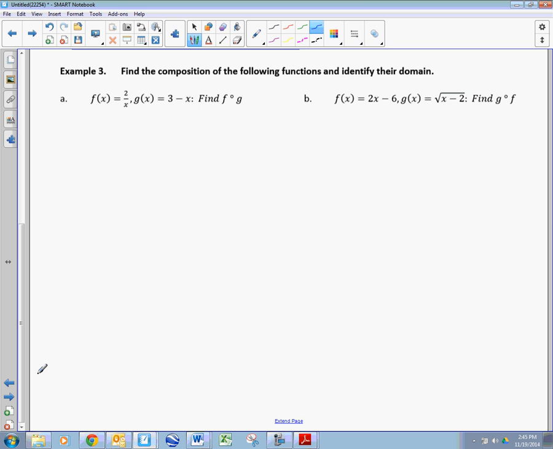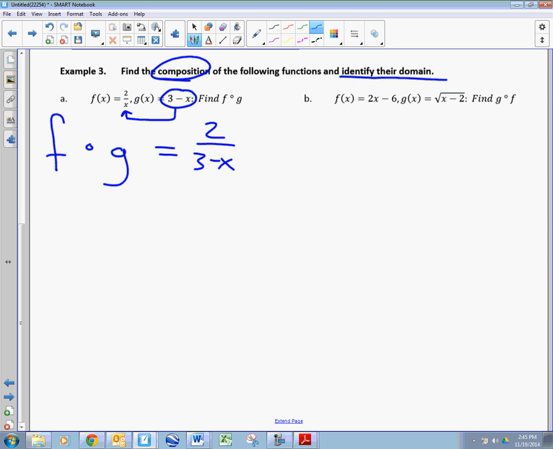So find the composition of the following functions and identify their domain. We want to list f composite g. That means I take g of x, which is 3 minus x, and what do I do with it? I plug it into x. And I get 2 over 3 minus x. X can't equal 3, very good.